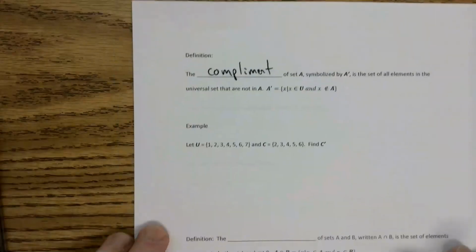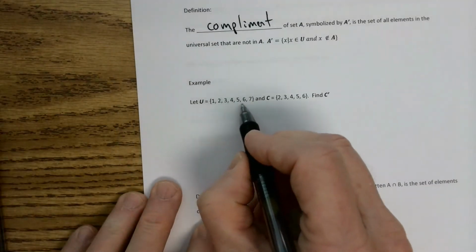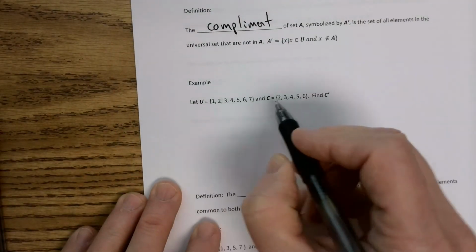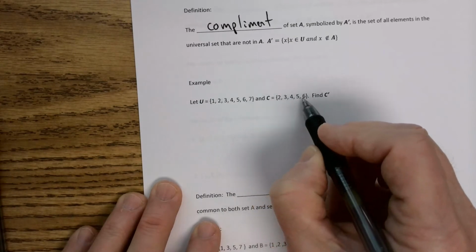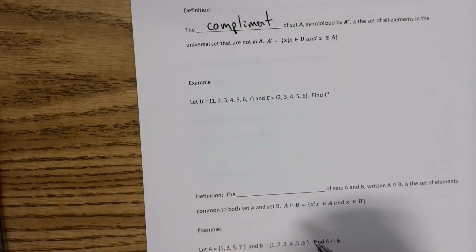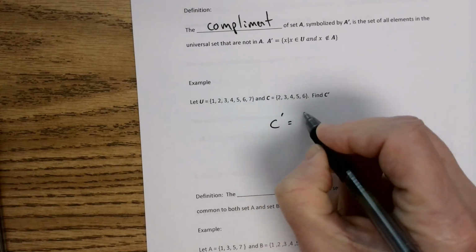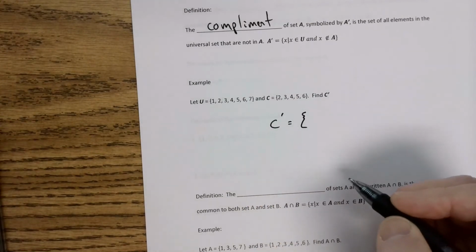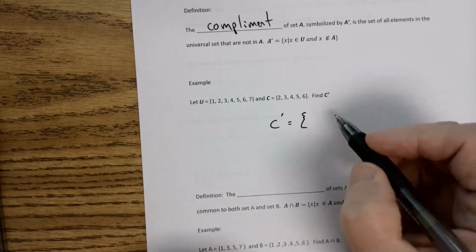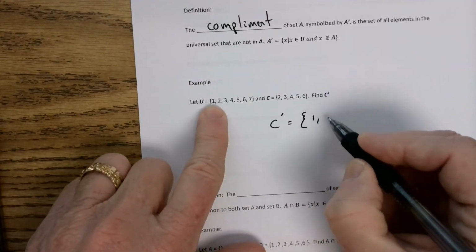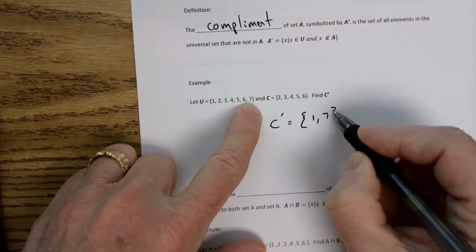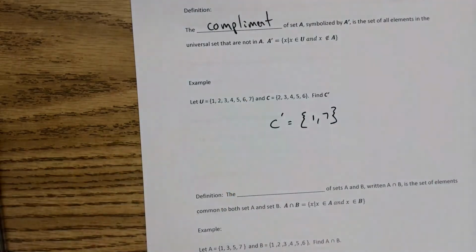So here's the universal. Universal here consists of 1 through 7. C consists of 2, 3, 4, 5, and 6. What's in C complement? C complement would be everything that's in U, but not in C. So 1 and 7. So it's very similar to the not in logic.